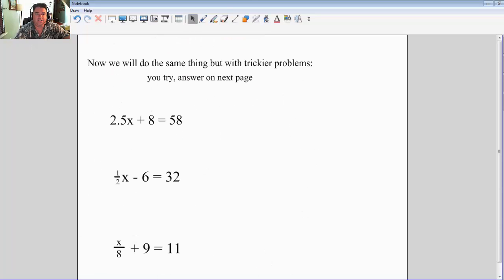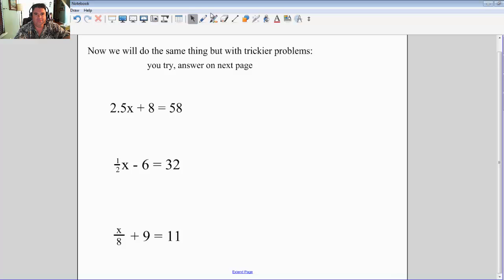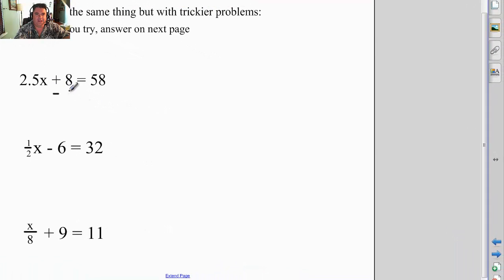Now, we'll try to do the same thing, but with trickier problems. So you go ahead and try, and let's see what you get. Okay. I minus 8 to both sides, so I get 50. Dividing 50 by 2.5, and I get 20.